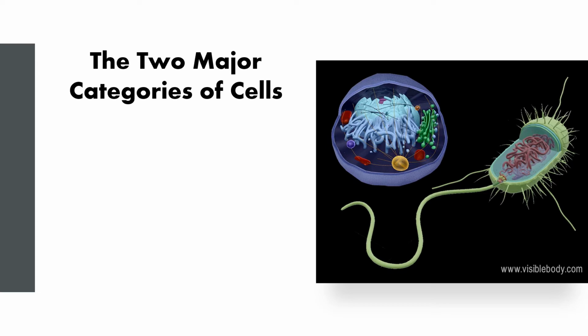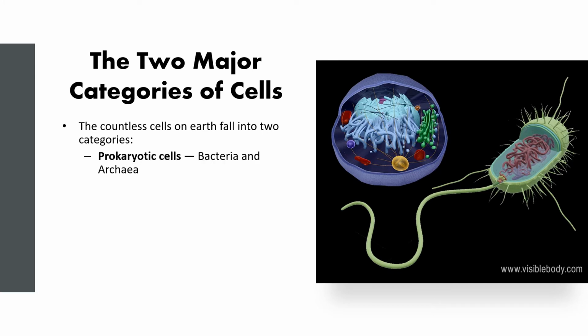Now, when we look at all of the cells on Earth, they're going to go into two major categories. The first category is called prokaryotic cells, and these include things like bacteria and another group called archaea. All of these are single-celled organisms. The second group are called eukaryotic cells, or eukaryotes. These include plants, fungi, and animals, and these are mostly multicellular. There are some eukaryotic cells that are single-celled, but they have very different structures and different types of organization.